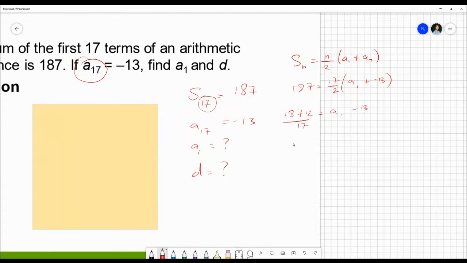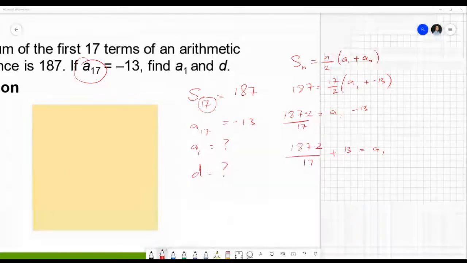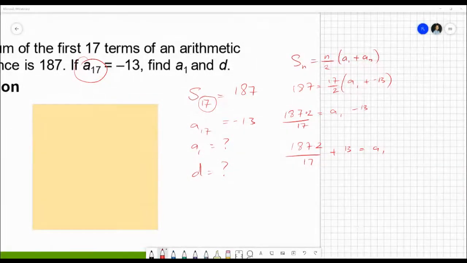And then add 13 over. And we get A1. So let's plug that into our calculator and see what we get. And I got 35. So A1 is equal to 35. All right, so we got that part. Now we need to find out what D is.